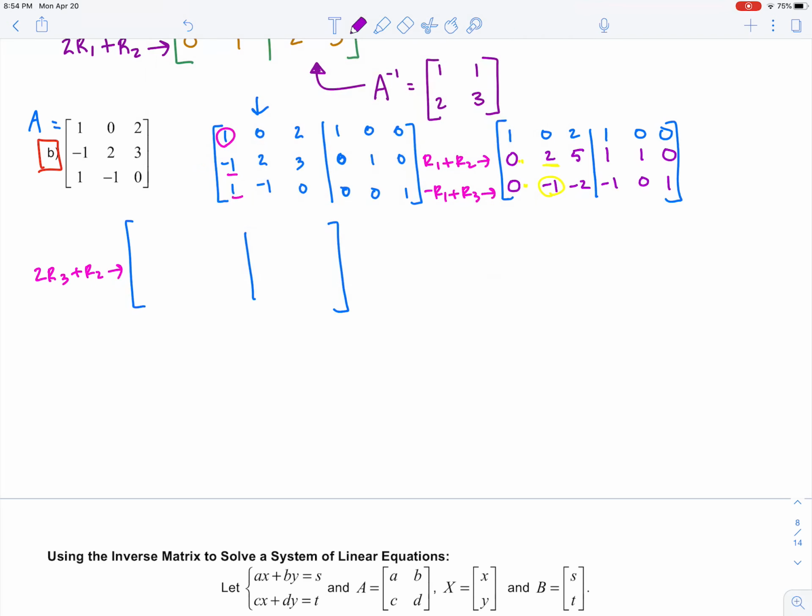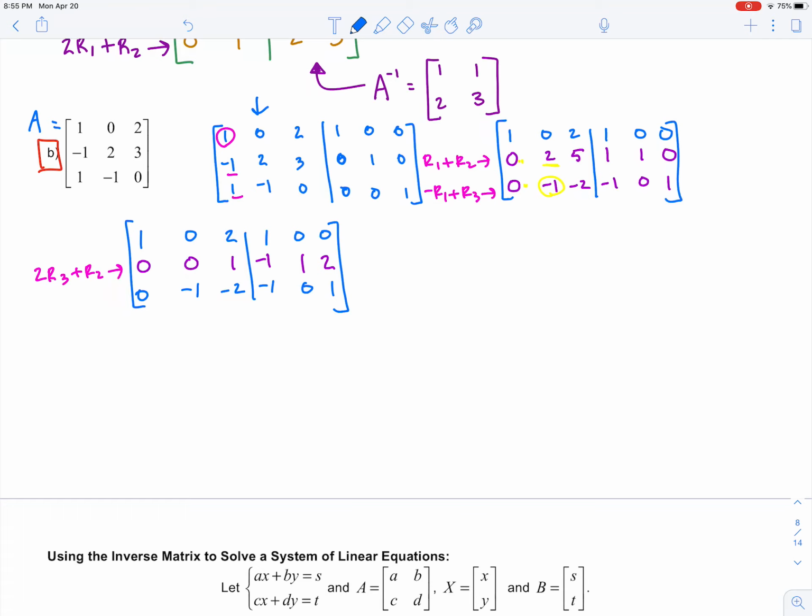Okay, so we're doing 2 row 3 plus our row 2. So this is 0. This is 0. That was the whole point. 2 times negative 2 is negative 4 plus 5 is 1. That's awesome. We're getting a 1. 2 times negative 1 is negative 2 plus 1 is negative 1. 2 times 0 is 0 plus 1 is 1. 2 times 1 is 2 plus 0 is 2. Okay, and now I'll rewrite rows 1 and 3 exactly the same. 1, 0, 2, 1, 0, 0, 0, negative 1, negative 2, negative 1, 0, 1.